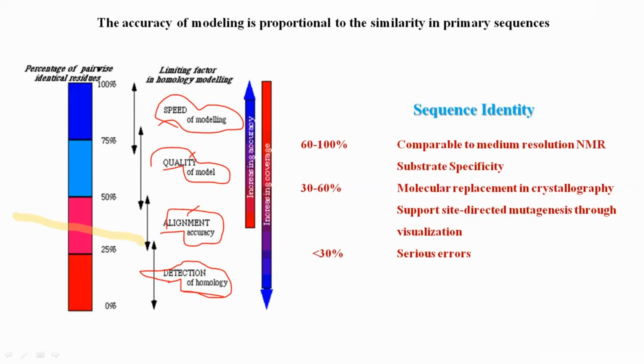In sequence identity, we can compare medium resolution NMR, and molecular replacement of crystallography supports mutagenesis through visualization and errors. So nothing but less than 30%. If you are considering homologs with less than 30%, we will get more errors. And at 30 to 60%, side chains should be verified again with this template. Templates having 30 to 60%, we are selecting as a template.